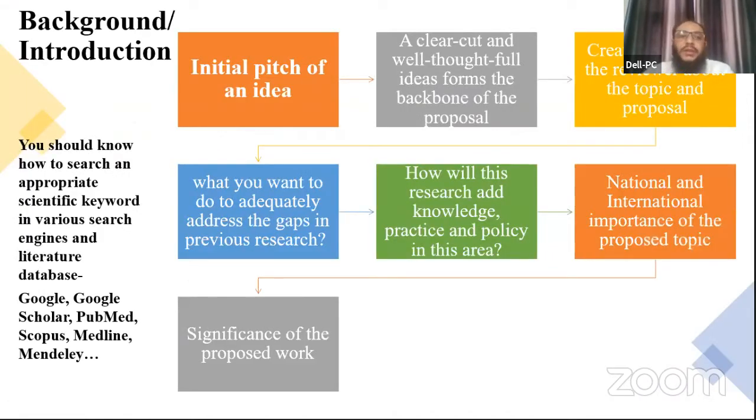So I am going to discuss the most important parts or components of a research proposal, which is the background, also known as the introduction. So the introduction should be clearly stated. Introduction is the initial pitch of an idea. So we have to write our introduction in a very brief, compact and comprehensive way. We have to write our ideas in a very clear-cut and thoughtful way, as they form the backbone of the proposal. Then these create interest in the reviewer about the topic and the proposal.